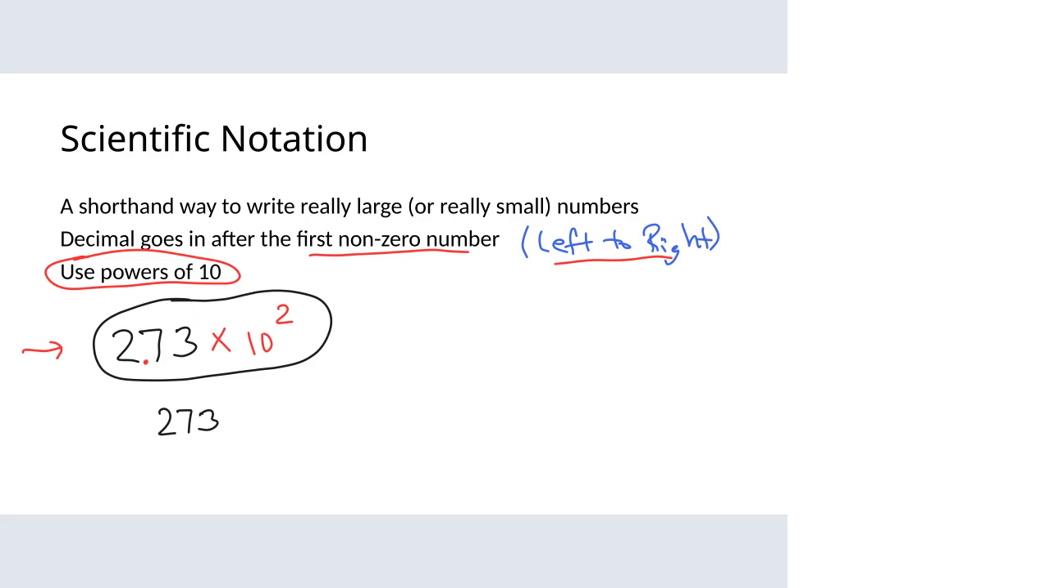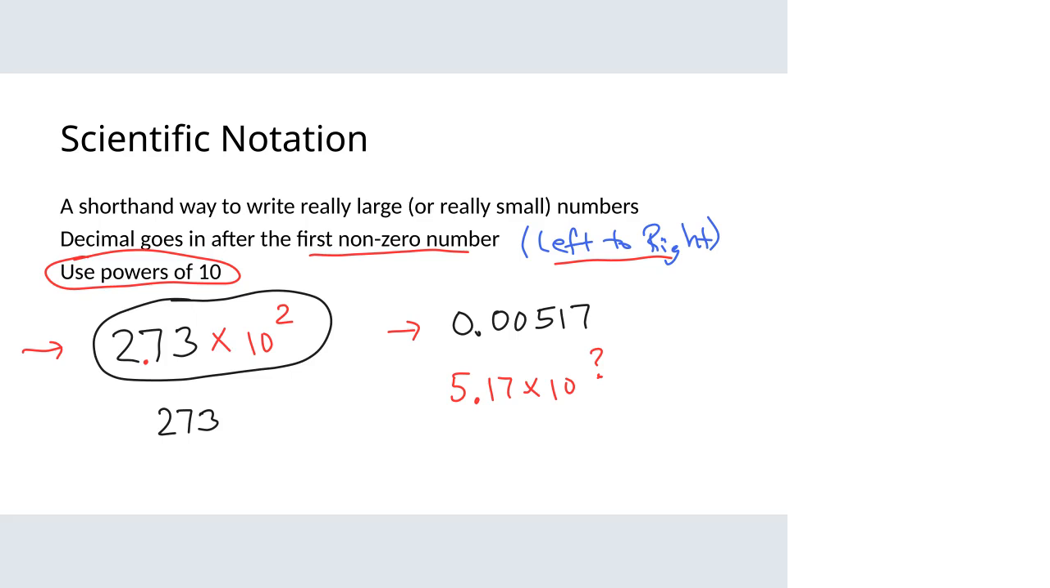If we wanted the number 0.00517 to be written in scientific notation. Okay, scientific notation means I'm going to go left to right. I'm going to put the decimal in after the first non-zero number. The first number that's not a 0, that's where the decimal goes. That's going to be here after that 5. So when I rewrite this in scientific notation, it's going to be 5.17 times 10 raised to some power.